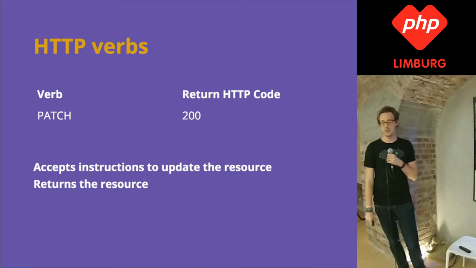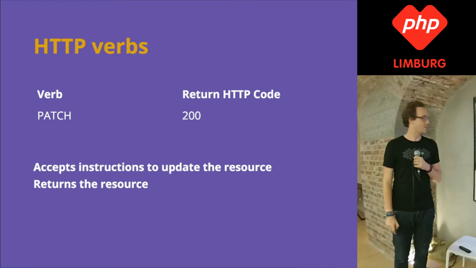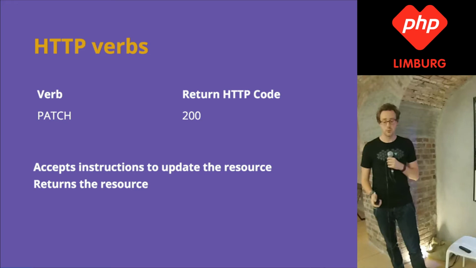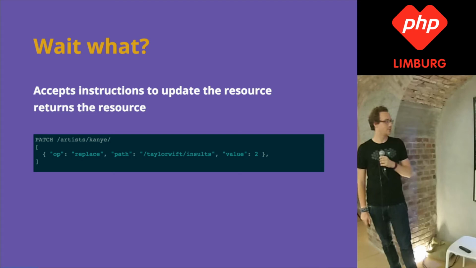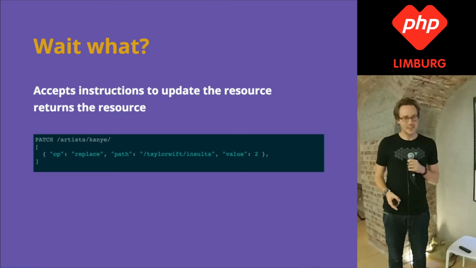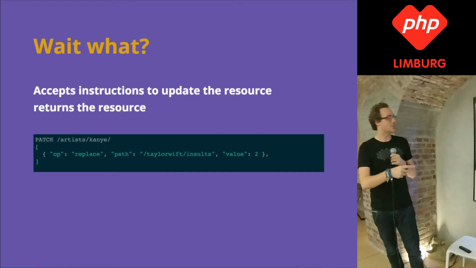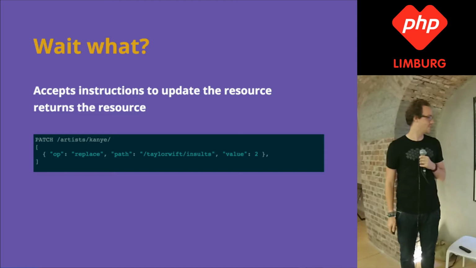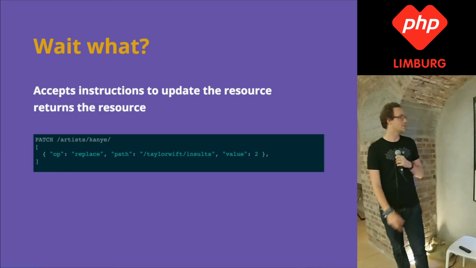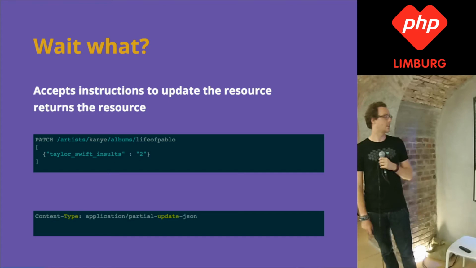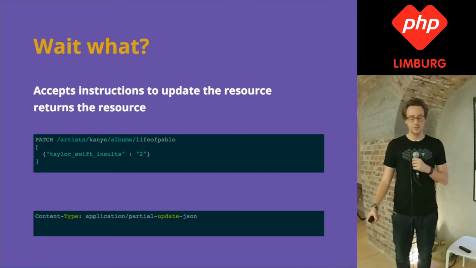You can just update part of the resource. Now, there's a little funny thing about patch. It accepts instructions to update the resource. And the original meaning of that was this. And that's not something a lot of people like to see. So what's happening here? This is RFC 6902. I had to read that. I didn't know that. So here we send instructions to the endpoint for what values we want to update. And nobody actually uses it like that. All the big APIs are sinning against this approach. But no worries. If you send along a content type with application/json-patch+json, you can just send it along like you usually do.